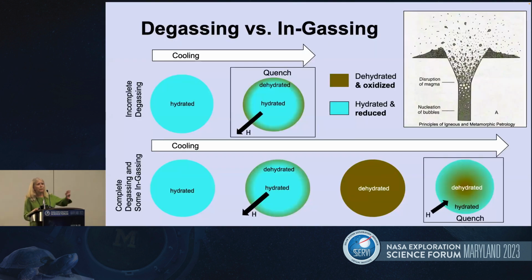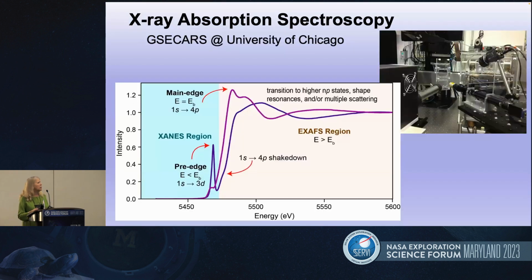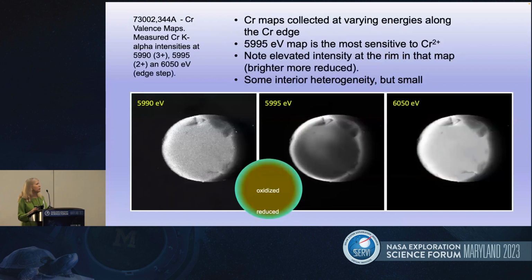Now I want you to switch gears and think about oxidation and reduction. And for this, we're of course using synchrotron X-ray absorption spectroscopy. This work was all done at the University of Chicago. And now we can make maps using different elements. We found that chrome was a really sensitive one. And here are some examples of what you see when you look at the same glass beads. Now we see that they have oxidized centers and reduced edges.